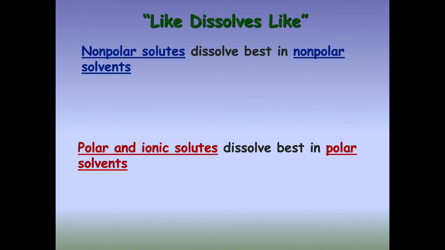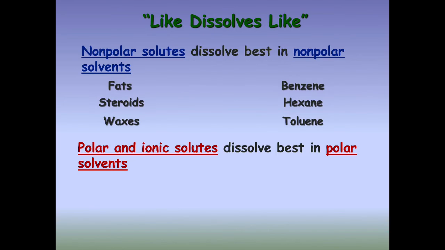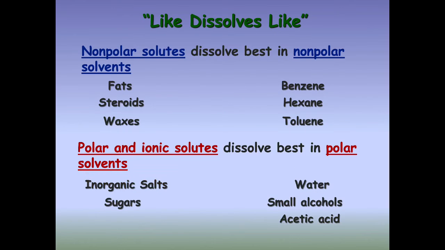We have the idea that like substances dissolve like substances. So nonpolar solutes dissolve best in nonpolar solvents. When we have something that's nonpolar, it's usually an organic molecule. So we're looking at fats, steroids, and waxes as our solutes, and our solvents would be benzene, hexane, and toluene. Polar substances are inorganic salts. Sugar is a polar substance even though it's organic, and those will dissolve in water, alcohols, and acetic acid or vinegar.